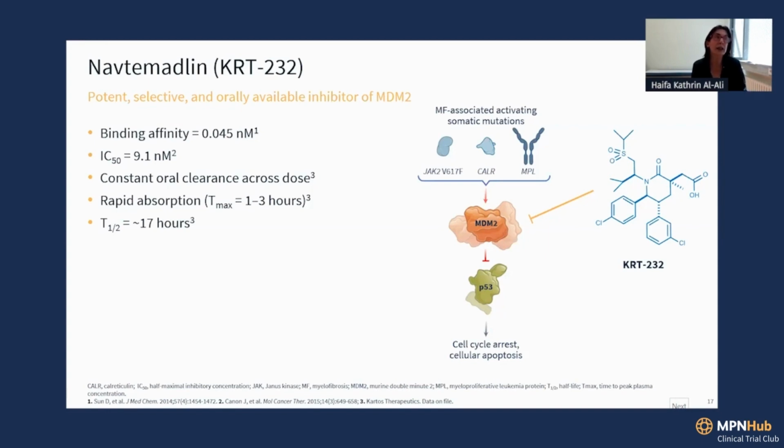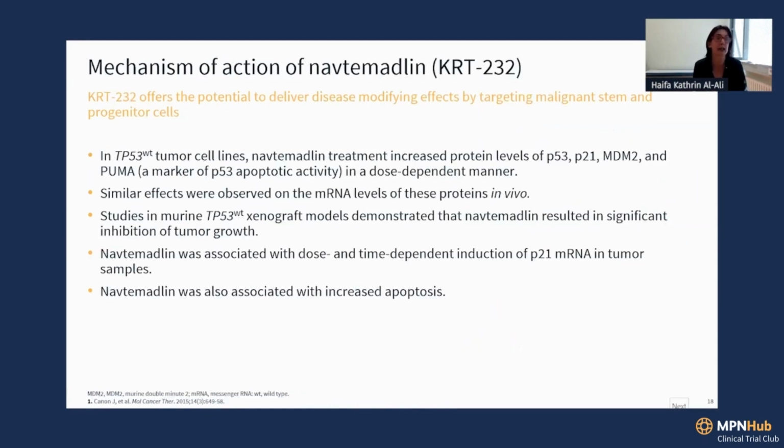Next slide. How does Navtemadlin work in cancer cells? As we said, Navtemadlin will increase levels of certain proteins that are very important for p53 function, including p53, but others like p21, and this was one of the questions, by the way, MDM2, and as well PUMA. And PUMA is the pro-apoptotic BCL2 protein. And this happens in a dose-dependent manner.